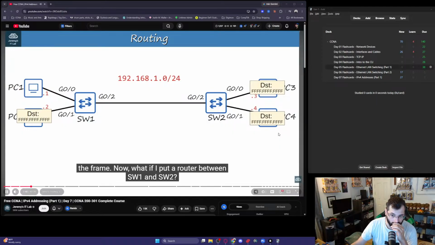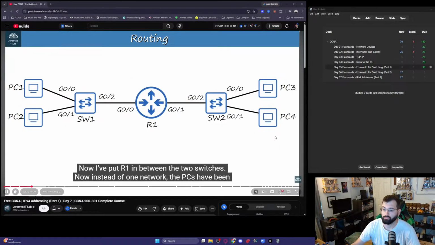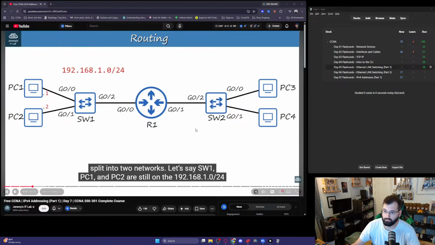Now, what if I put a router between switch 1 and switch 2? Now I've put R1 in between the 2 switches. Now instead of one network, the PCs have been split into 2 networks. Let's say switch 1, PC1, and PC2 are still on the one. You could very easily say that this is Office 1 and this is Office 2. So that would make this router right here their gateway out to the actual world.